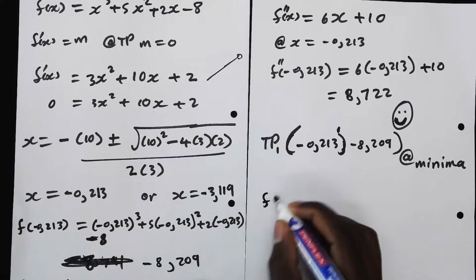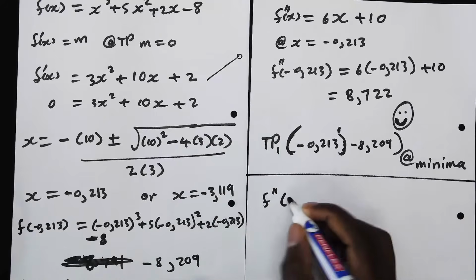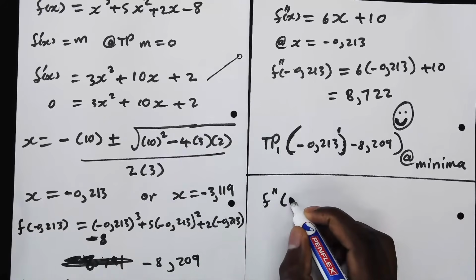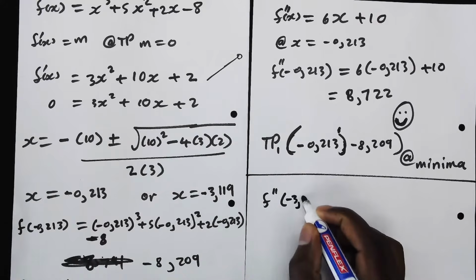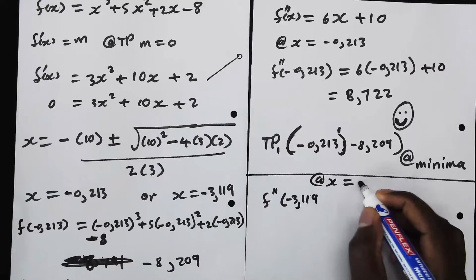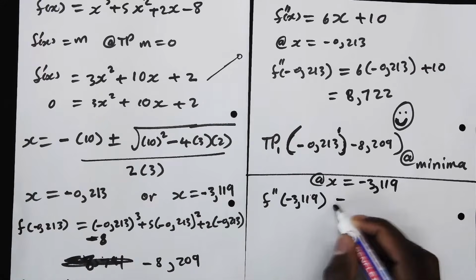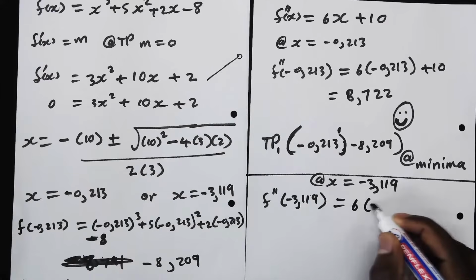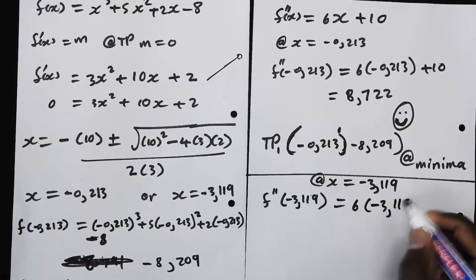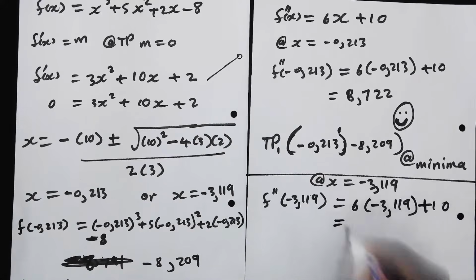Now, let's prove for f double prime at x equal to negative 3.119. What is the value? So we'll say 6 into negative 3.119 plus 10. You might even get the same value, but it must be negative.